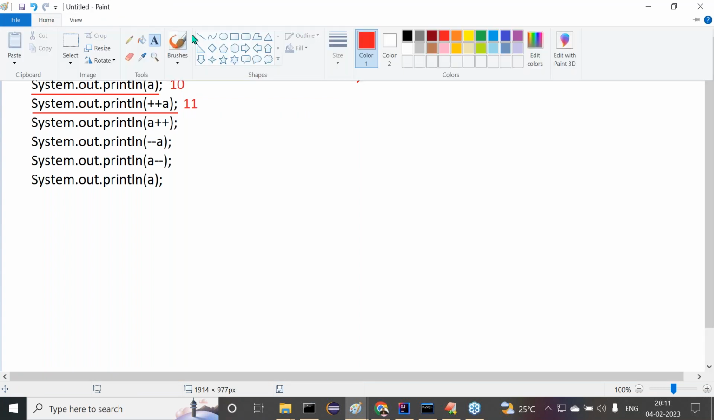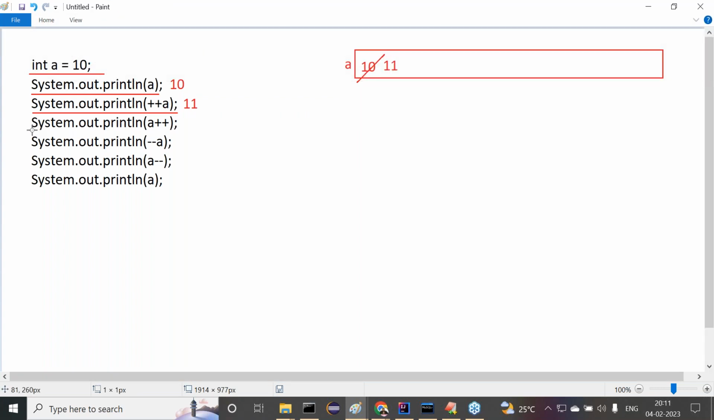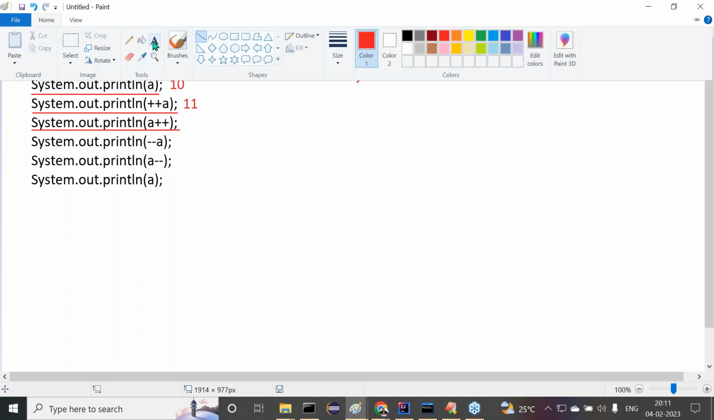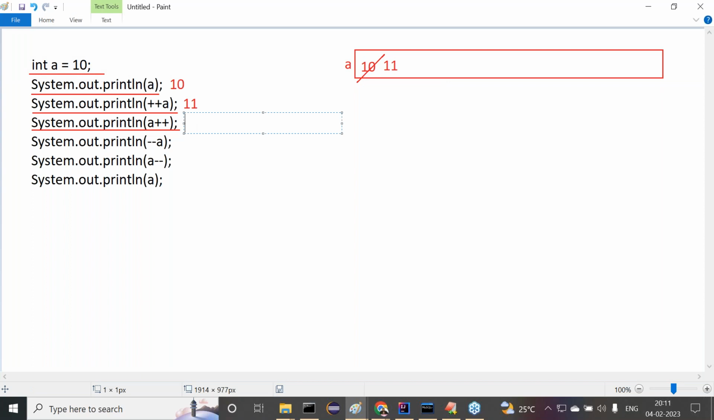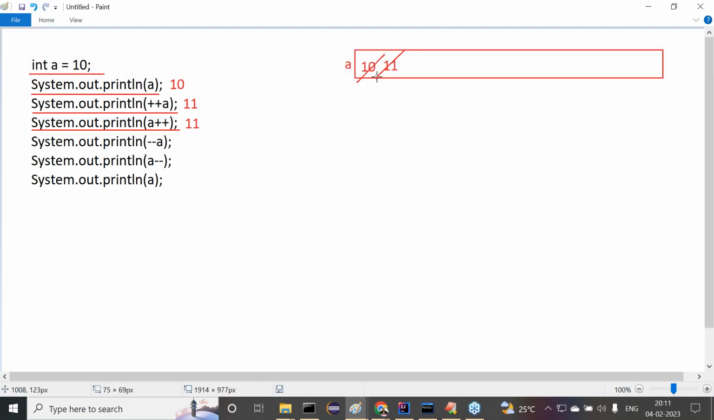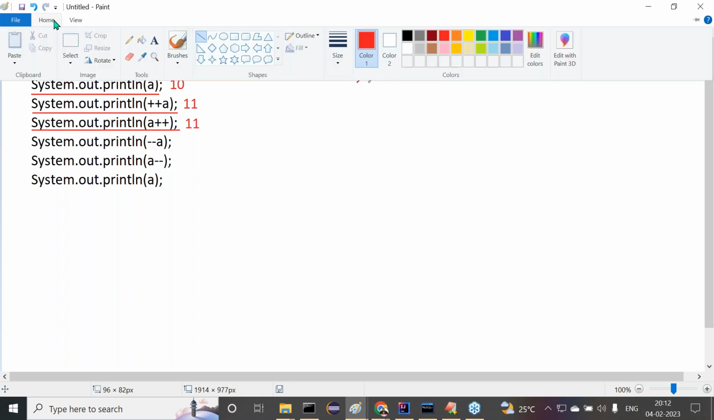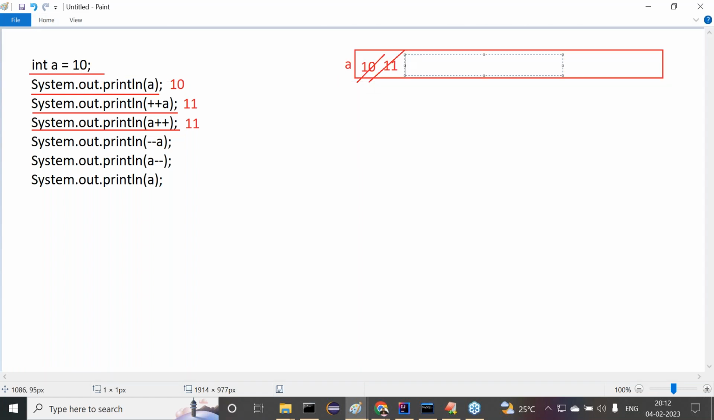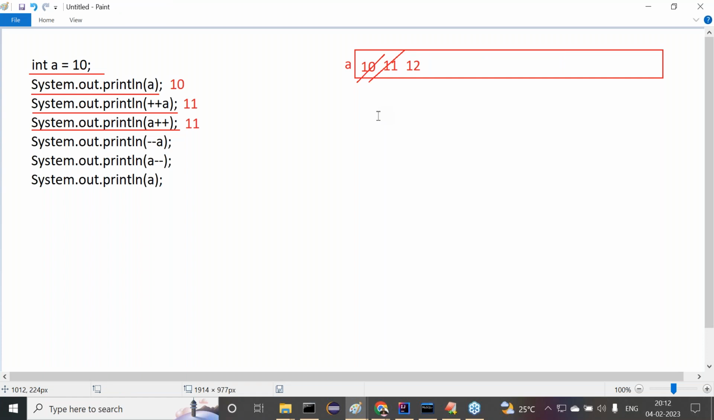Next one. System.out.println of a++. This is a post-increment. The current a value will be displayed now. What is the current a value now? 11 is displayed, but internally a value is incremented by 1. Already it is 11 now, incremented by 1. There we are getting what value here? 12 is the value here. Clear? All of you know up to that?